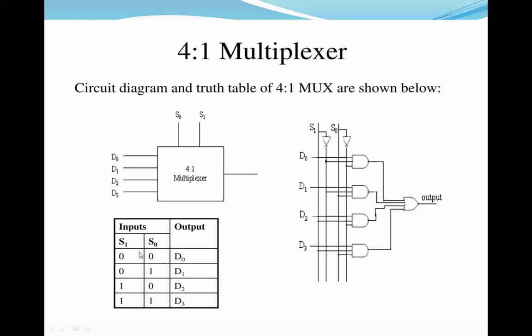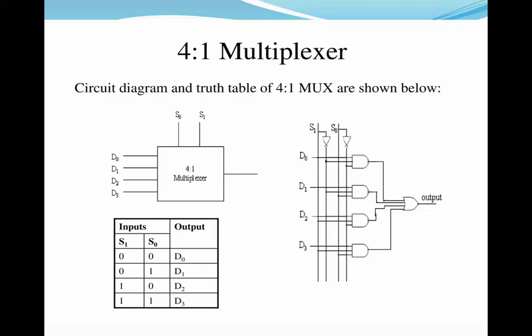So if S1 is equal to 0 and S0 is equal to 0, D0 is the output of the multiplexer. So at this input on the selection line, D0 will be enabled as an output. As S1 is equal to 0 and S0 is equal to 1, D1 will be selected as its output. At S1 equal to 1 and S0 equal to 0, D2 will be selected as its output. At S1 equal to 1 and S0 equal to 1, D3 will be selected as its output.